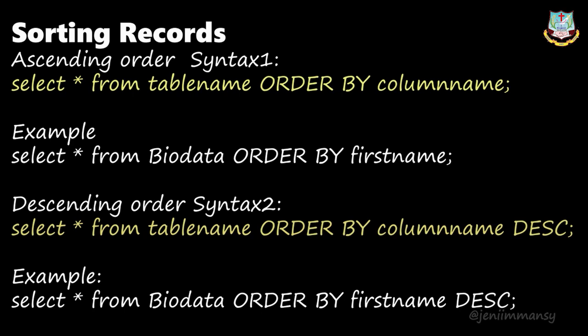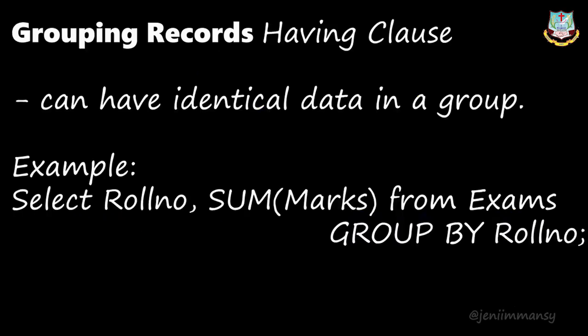Okay, select star from biodata. Biodata is the table name, right? And then we have to give the command order by, and then the column name. Column name is first name, and then we need it in descending order, right? So DESC. Understood? And then now we are going to see grouping records and having clause.